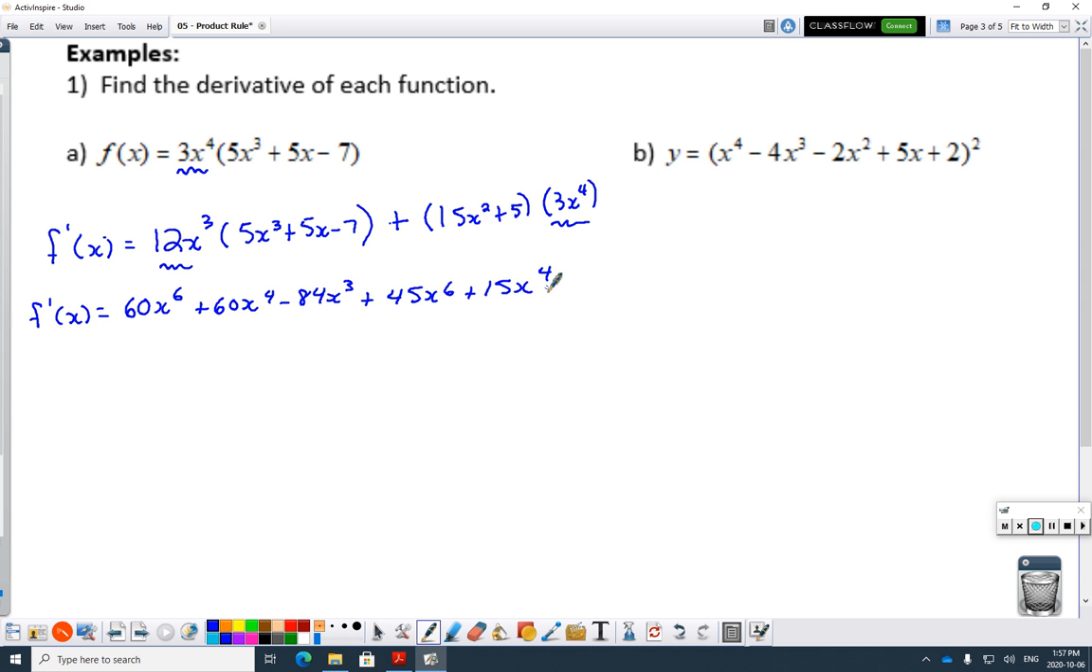And now it's just collecting like terms. Are there like terms here? Oh yeah, there's 60x^6 and a 45x^6. That's 105x to the 6th. And then x to the 4th, 75x to the 4th.